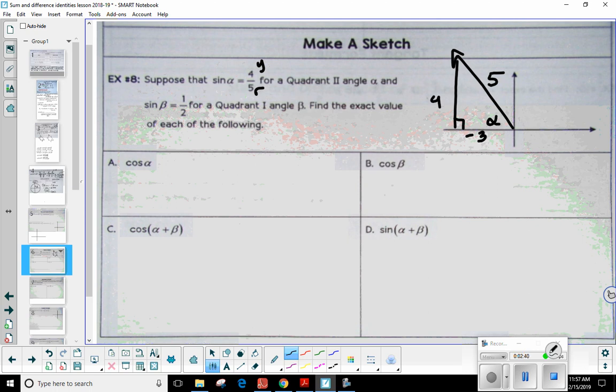Quadrant 1. So in quadrant 1 over here, I'm going to go ahead and draw a triangle with reference angle beta. And I'm going to do the exact same thing. So sine here is 1/2. So if this is y and r, okay, so from beta's perspective, there's the y, there's the r. And does anybody know what the base would be? What? It is not 1.